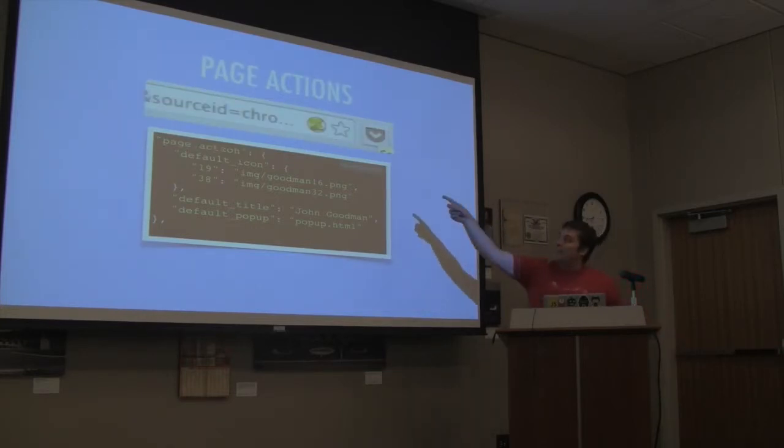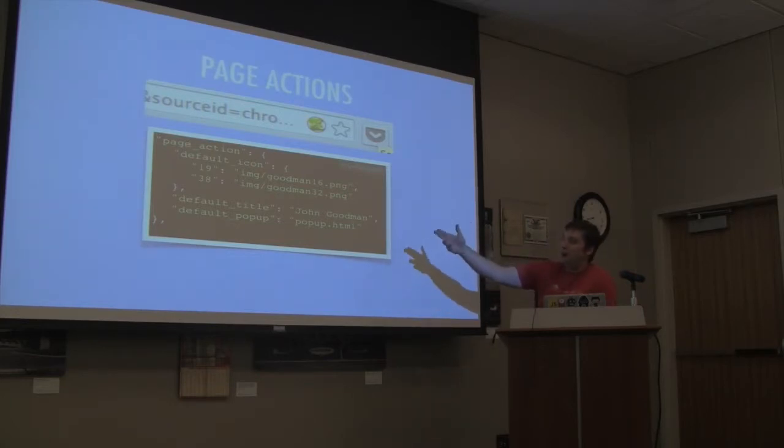The other one is page actions. These are the icons that you see inside of the URL bar. And you specify them in the exact same way, and you can specify a pop-up with them. The page actions are meant to be run specific to certain pages, whereas the browser actions are more kind of just around for your use, like save to Pocket, for example.